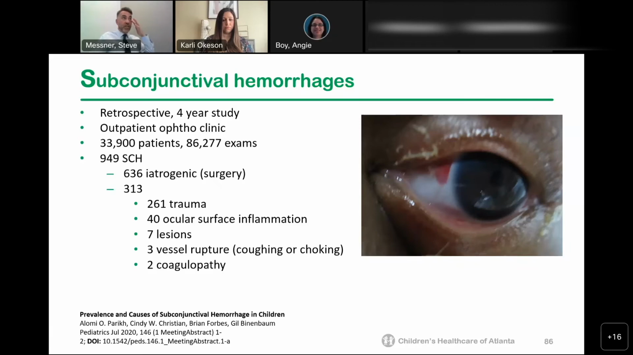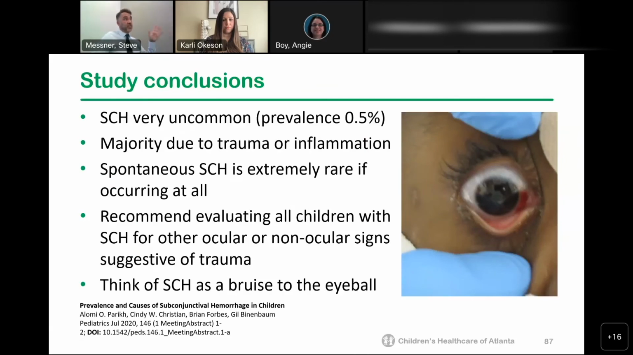There was some inflammation, so conjunctivitis. They detected that there was a lesion on the eye. Only 3 they felt were due to coughing or choking, and 2 of them had a bleeding disorder. So you see the big bulk of those, 261 out of the 313, were from trauma. So this was the conclusion that it's very uncommon with a very low prevalence, less than 1%. It's due to trauma or inflammation, and that spontaneous ones are very rare, if occurring at all. And so we now have retrained ourselves to think of these as a bruise to the eyeball. So if we see this in a young child, we're going to go ahead and do the workup, which was kind of a change to our practice.